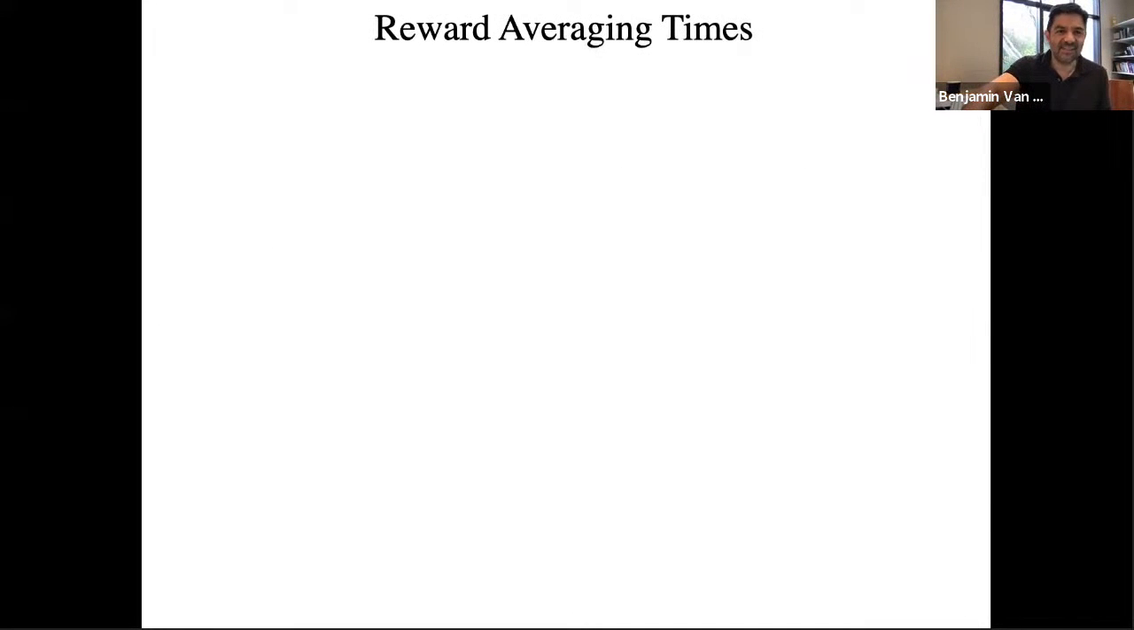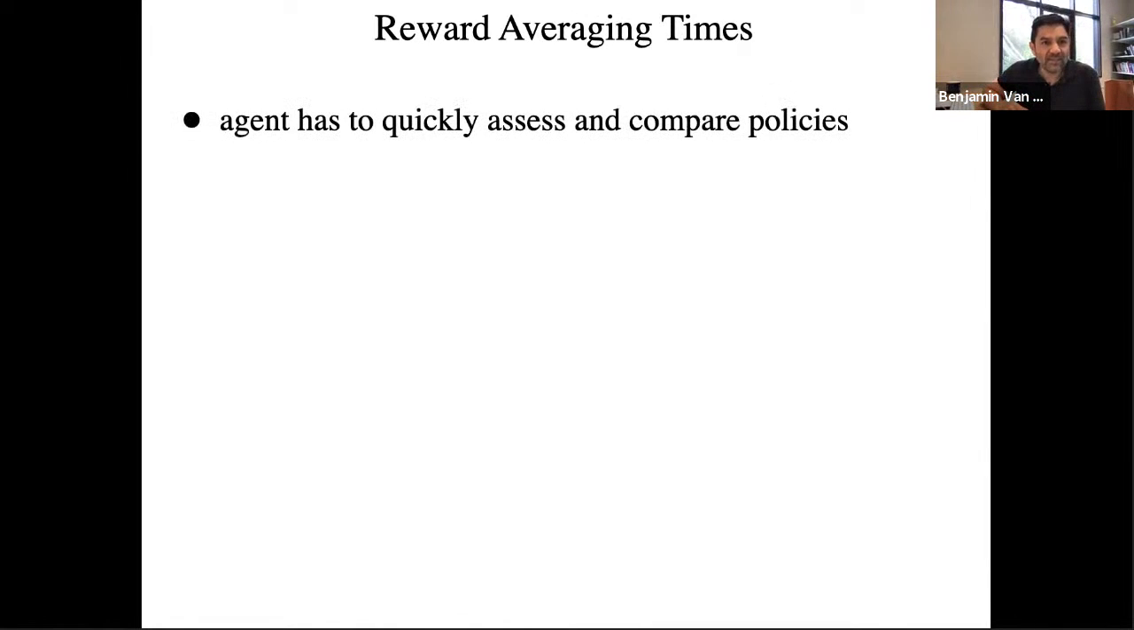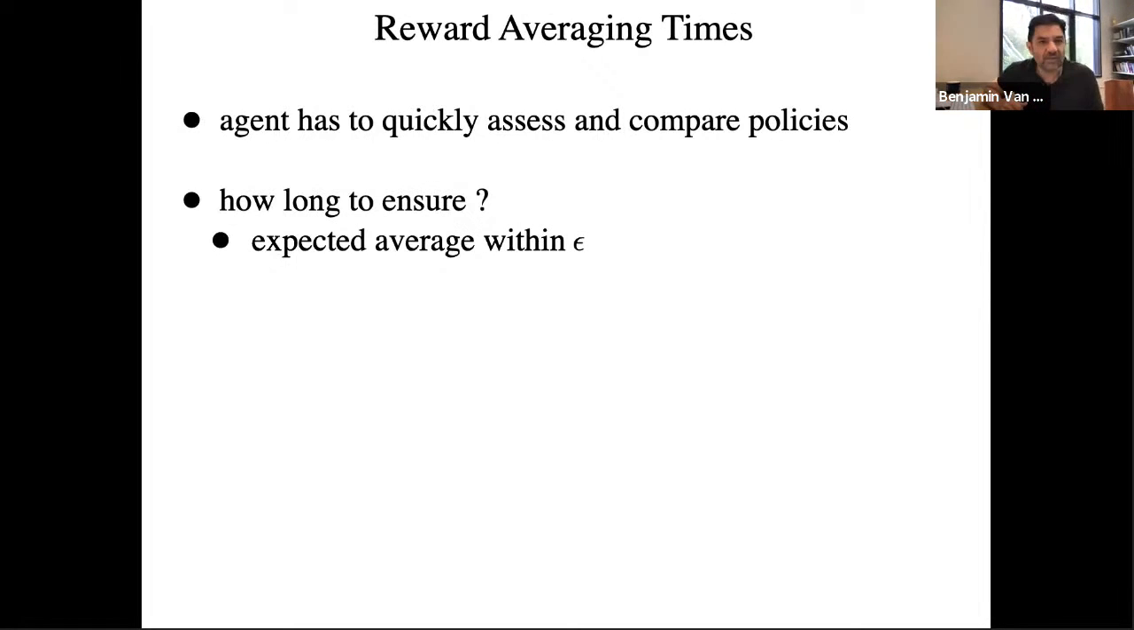Okay, and this is actually the next slide. So this concept will play an important role in understanding how well an agent like this can work. The agent has to quickly assess and compare policies, right? In a sense, an agent can only operate in the world if it can do A/B testing. So the question is how long is required to ensure that you can compute an average within some tolerance epsilon. Suppose the agent decides, I'm going to use some policy. How long will it take the agent to figure out how well that policy is working?